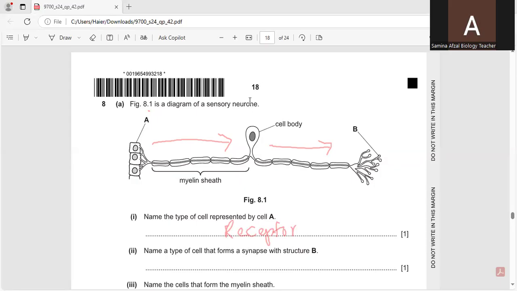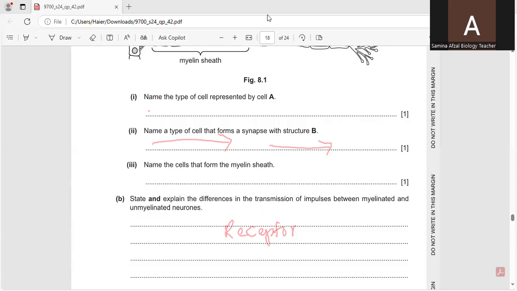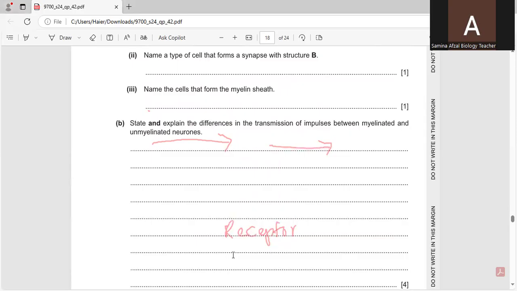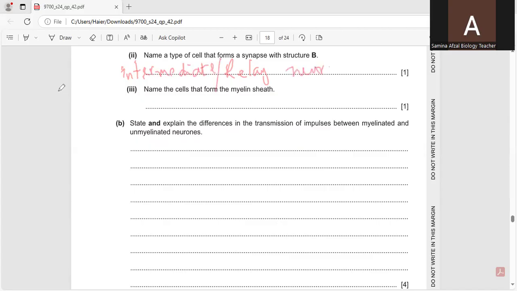And the next question is, that forms a synapse with the structure B. You can say this is the sensory neuron and the nerve impulse will move from the sensory neuron towards the relay or intermediate neuron. And name the cells that form the myelin sheath. Schwann cells.